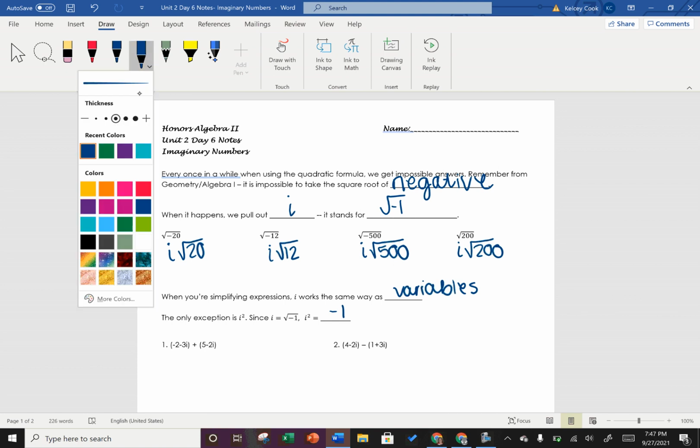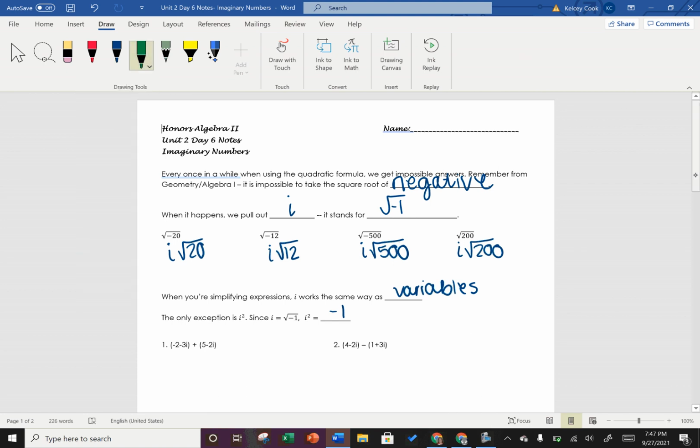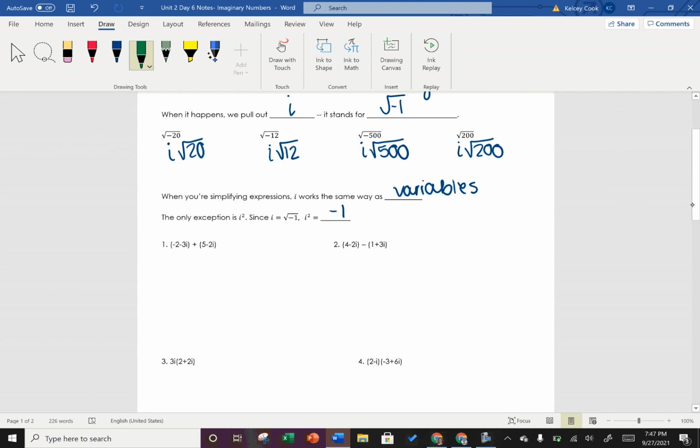So let's go ahead and do one of these. If I'm adding, I'm just combining like terms. So -2 plus 5, that's going to be 3. And then -3i plus -2i, so that's minus 5i. I can't combine these at all anymore because they're not like terms. The 5 has an i on it and the 3 does not. So for this one, 4 minus 1 is 3, and then -2 minus 3 is -5. So here we're actually going to get the same answer.